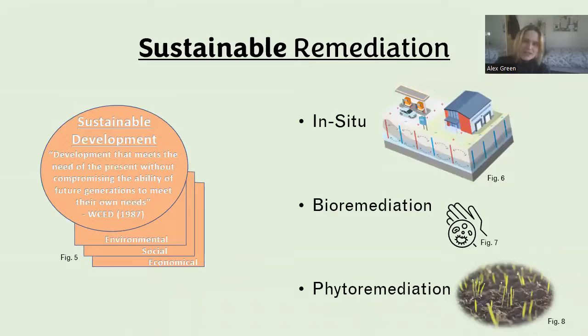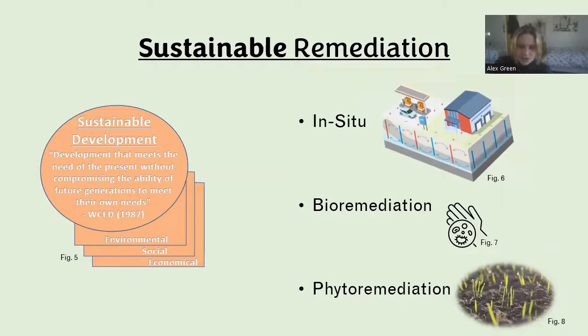On its own, remediation has the unfortunate risk of causing greater long-term damage than the contamination it seeks to clean up. Luckily, there is a distinction to be made in the delivery of sustainable remediation. Ultimately, this is remediation which adheres to the 1987 Brundtland definition of sustainable development, seen in Figure 5, and must be achieved on environmental, social, and economic levels.